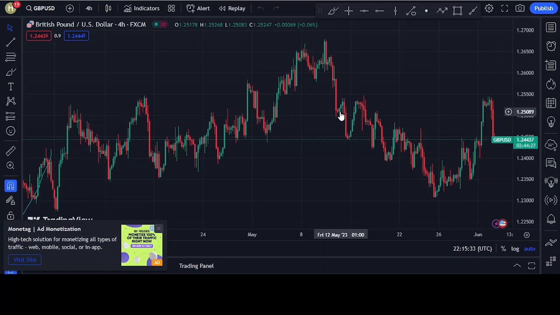So what does that mean? You have more sellers than buyers, the price falls. Then on the chart, you say this is overbought. At this point, you say the price is overbought. Then once the price is overbought, what do you do? You sell because you know the price is about to fall.